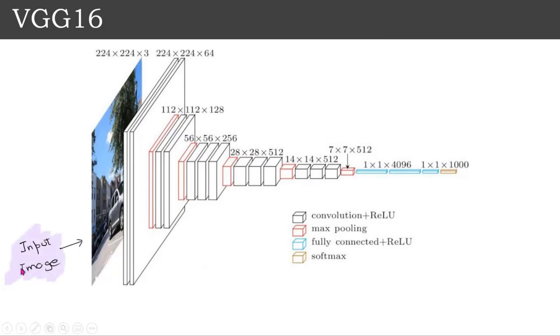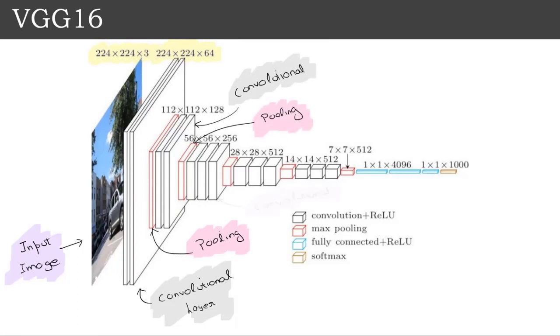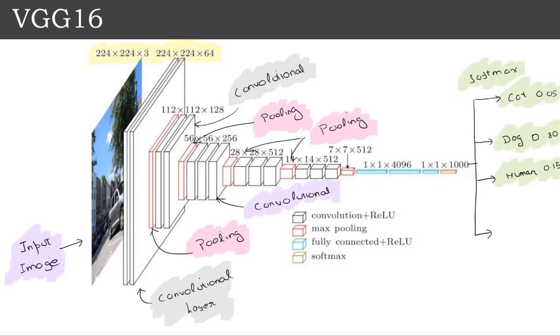The input image is there first. It has some dimensions, 244 by 244, and three channels. It's a colored image, so there are red, green, blue channels, RGB. Then more layers follow: convolutional layers, pooling layers, convolutional layers, more pooling layers, more convolutional layers, and then over here you see this 4096.